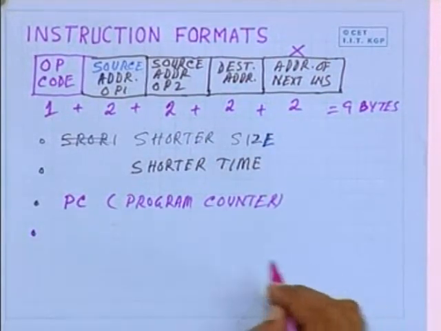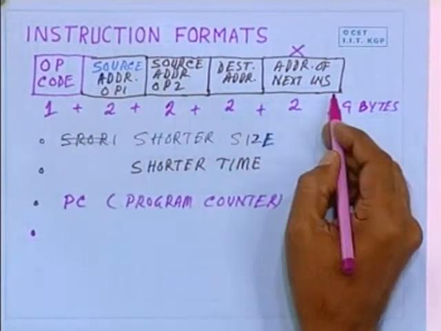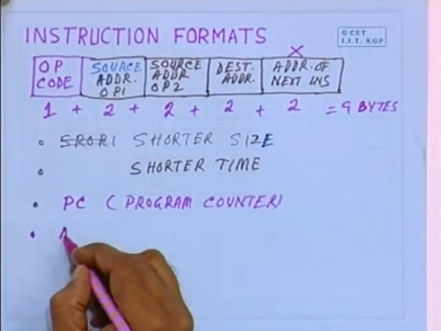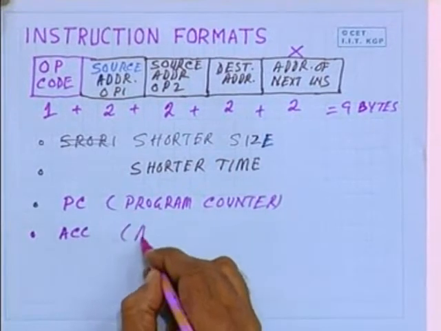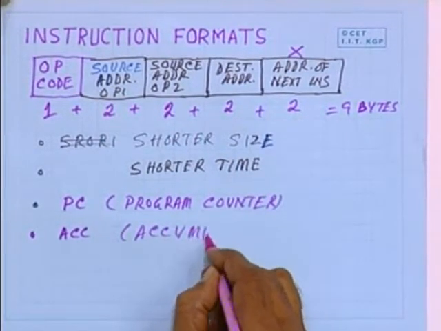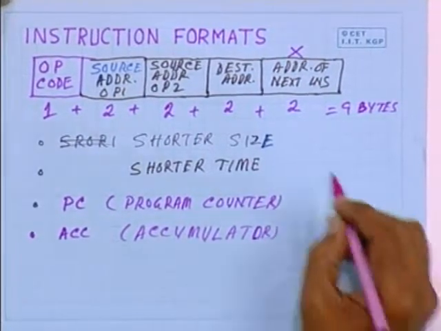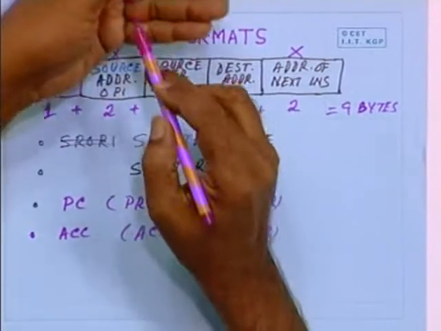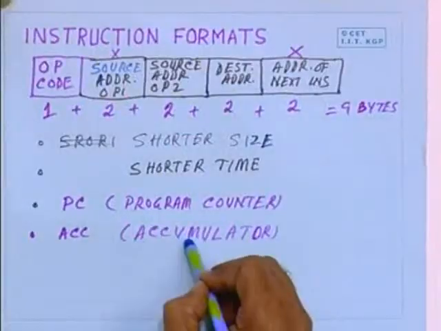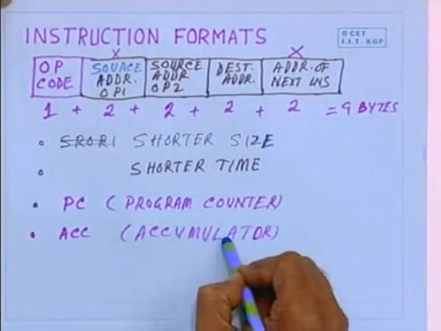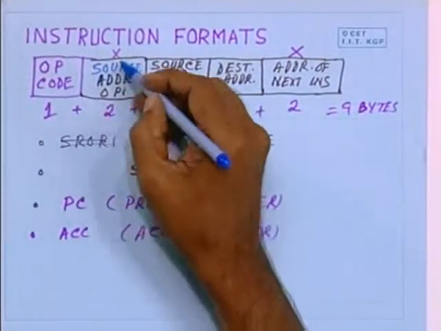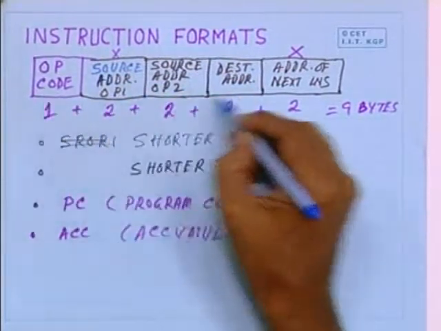Another technique to reduce the size of the instruction is to use an accumulator. The accumulator holds one of the operands always. That means the accumulator always provides one of the two operands, or one operand if that is all that is necessary in an instruction. Since the source of one operand is the accumulator, this particular field need not be provided as part of the instruction.